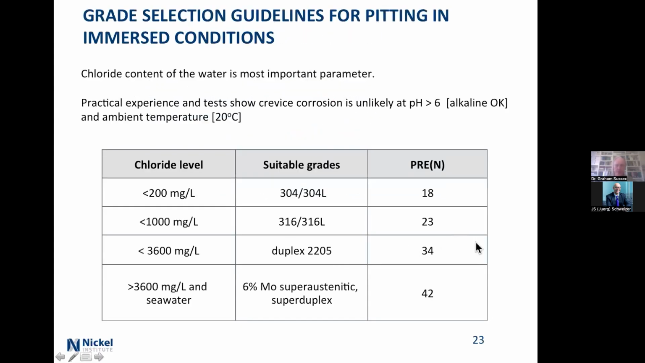Okay, how much chlorides will they stand up to? Because that's what people tend to worry about. And if you're looking at PRE of 18, 200 milligrams per litre, and 304, 304L are the usual ones. If you're talking about 316, 316L, PRE of 23, 24, and 1,000 milligrams per litre.